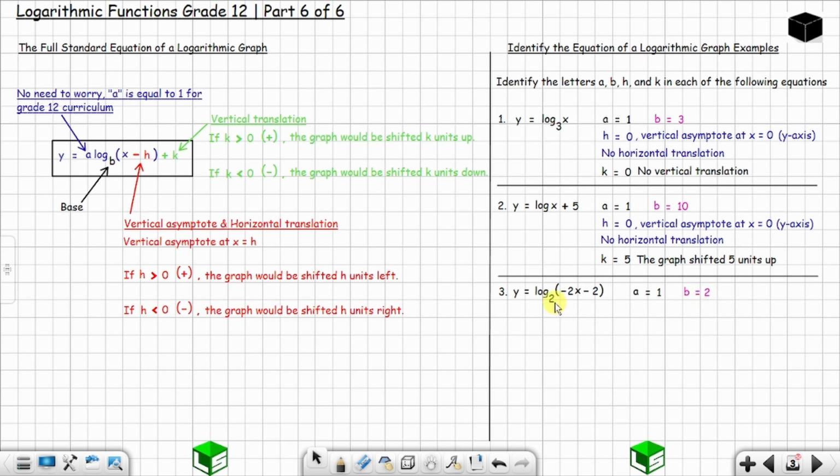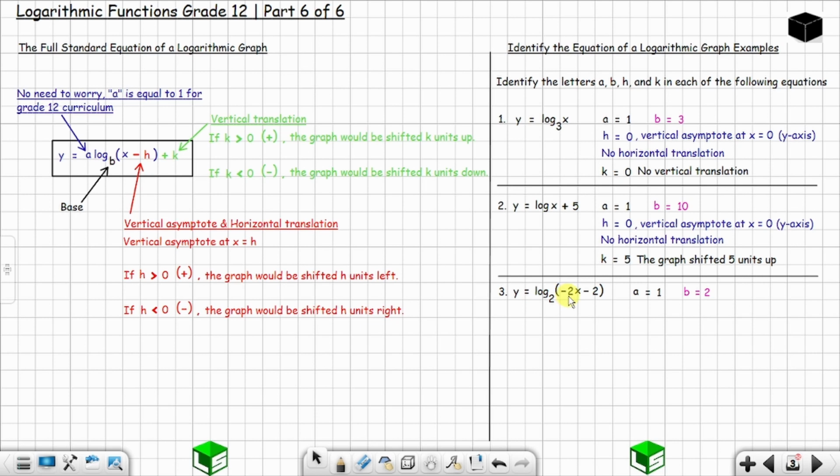Now to get h, you always want to make sure that the coefficient of x is a positive 1, not a negative value. Always make sure the coefficient of x is a positive 1. In this case, you can see the coefficient of x is negative 2. So before you can identify your h, make sure the coefficient of x is a positive 1, not a negative value or any other value.